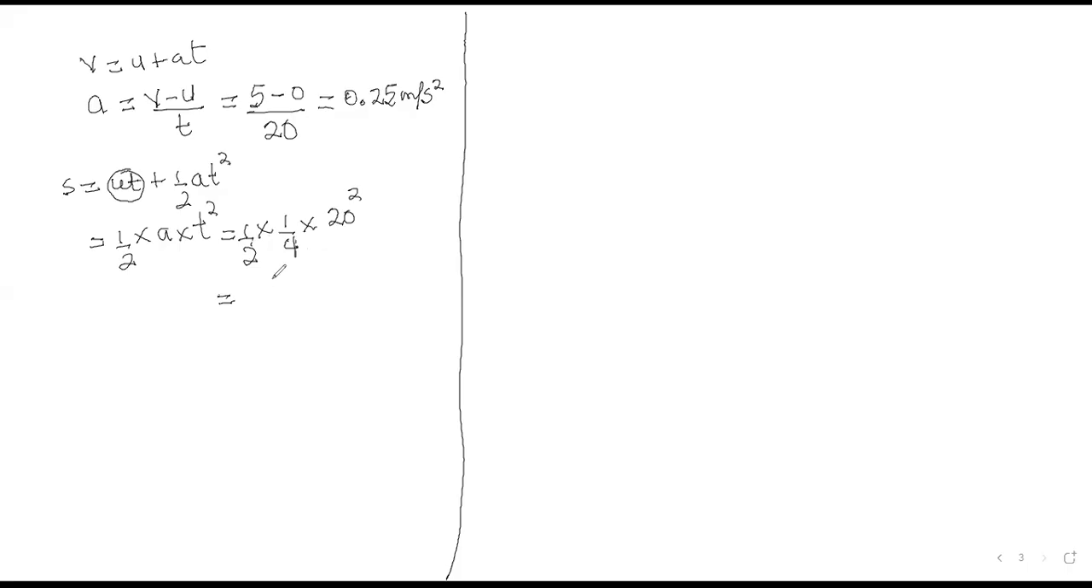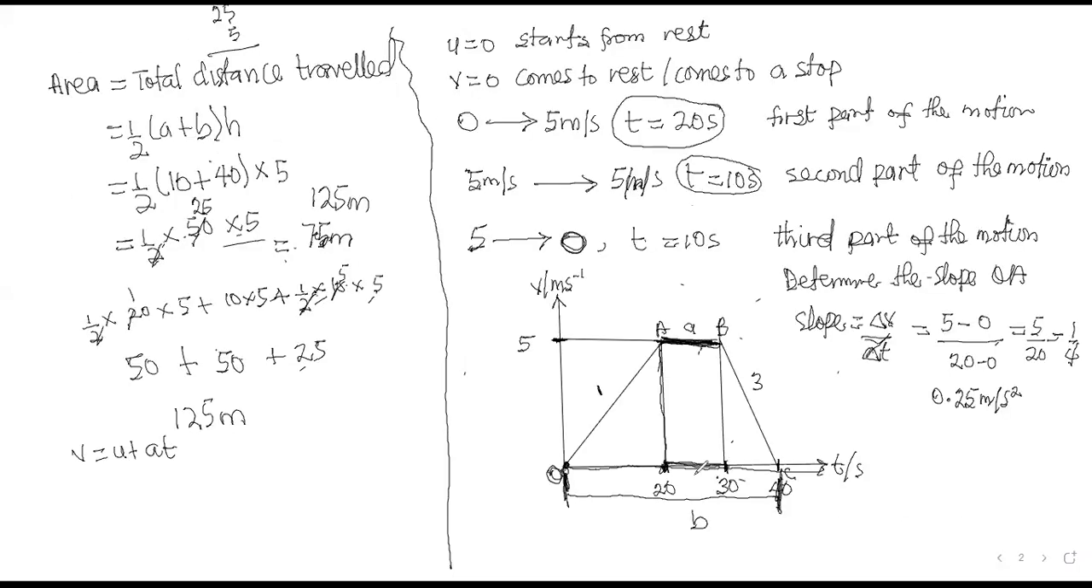So we have 1/8 times 20 squared is 400. Divide 400 by 8, and the answer is 50 meters. So we are getting the same results just as what we got using the area of this triangle, A, B, C. When we use the area of the triangle, we had 50. Equation of motion, 50.